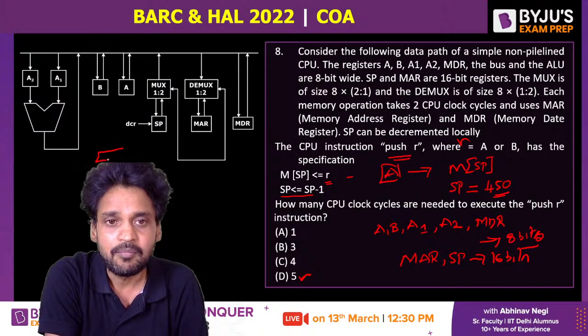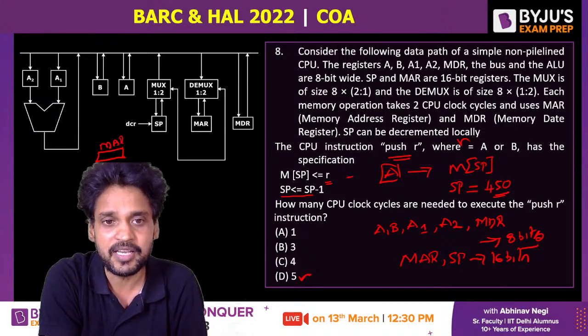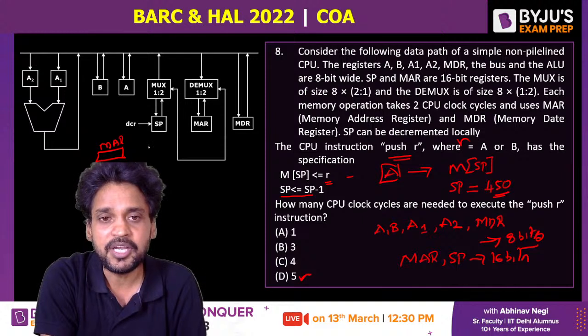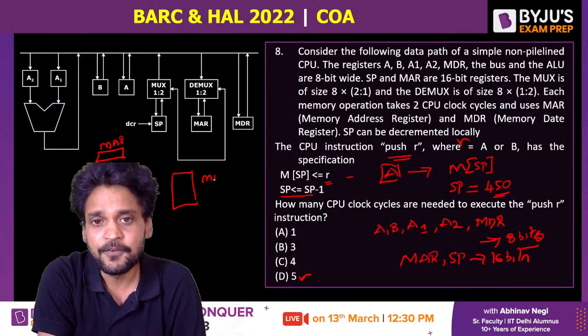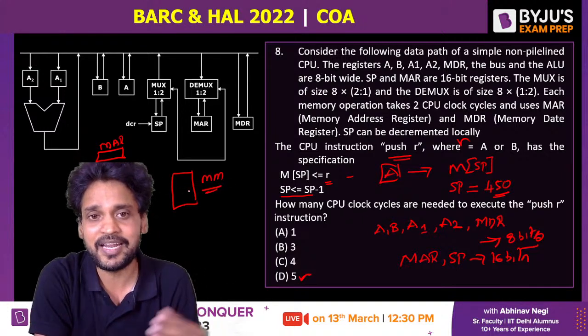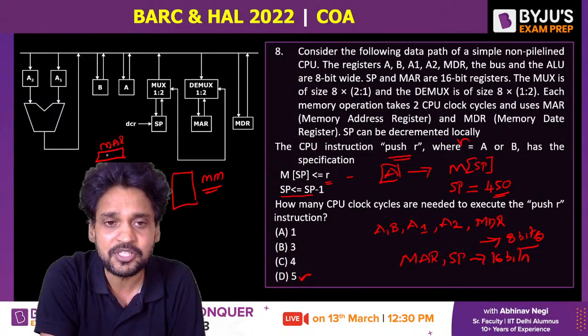One is the memory address register, MAR. One more is the memory data register, MDR, to communicate with the main memory. Let us say from the CPU to the main memory, if you want to send one data, first of all, the memory address register should be loaded with an address. After which the memory data register should be loaded with the data.